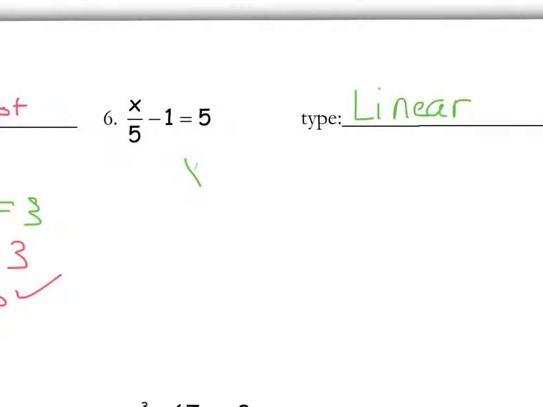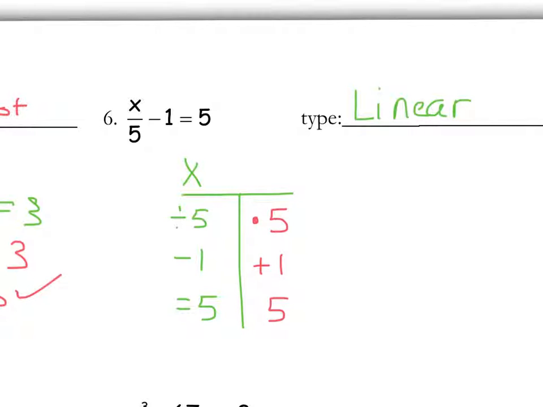Now let's set up our chart and ask what's happening to x and in what order. So what's happening to x first? Guys, that fraction means to divide. So first I'm dividing by 5, subtracting 1, and that's going to give me 5. Going up my inverse side, I start with 5, I'm going to add 1. Opposite of divided by 5 is times 5. And now I'm just going to solve. So 5 plus 1 is 6. Okay, 6 times 5 is 30.